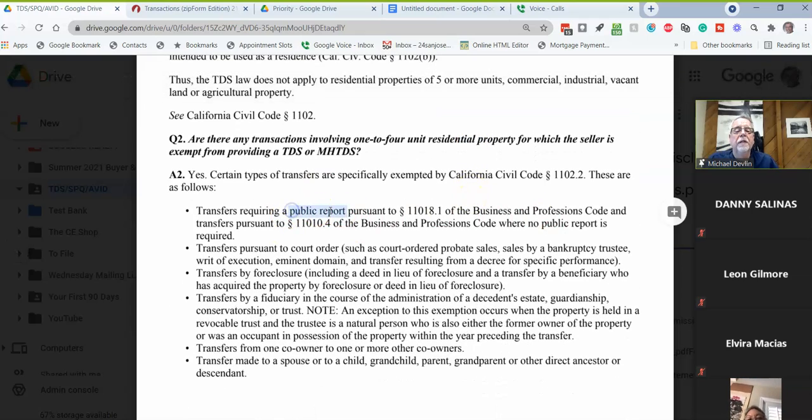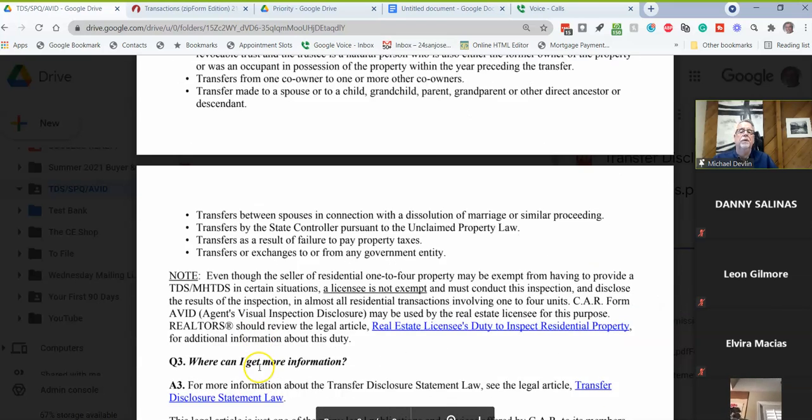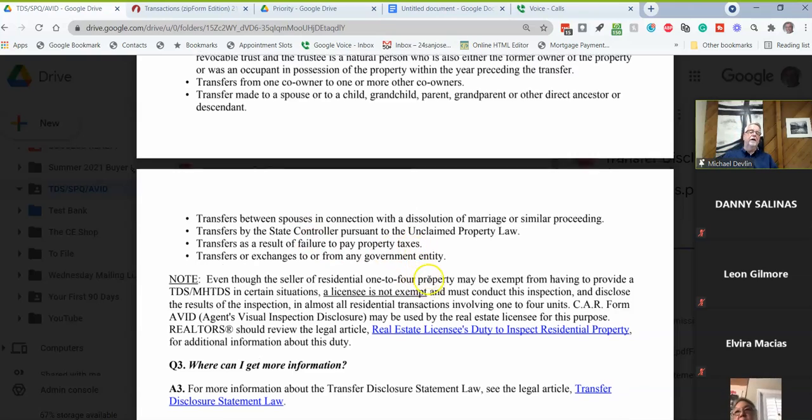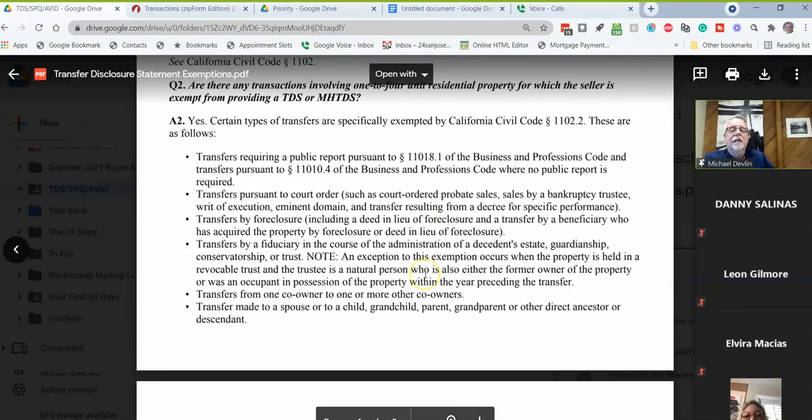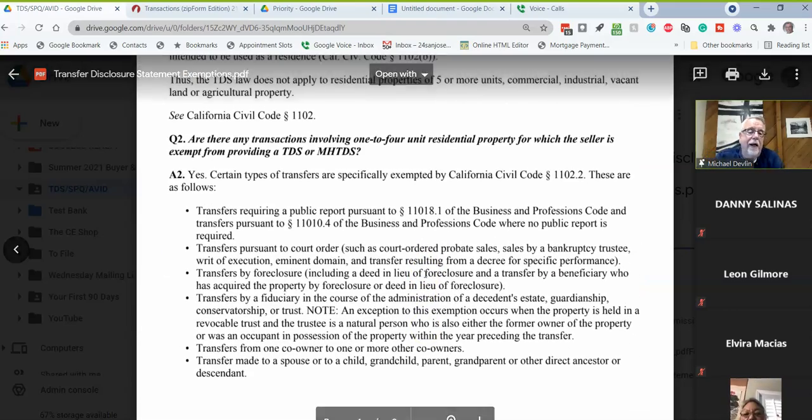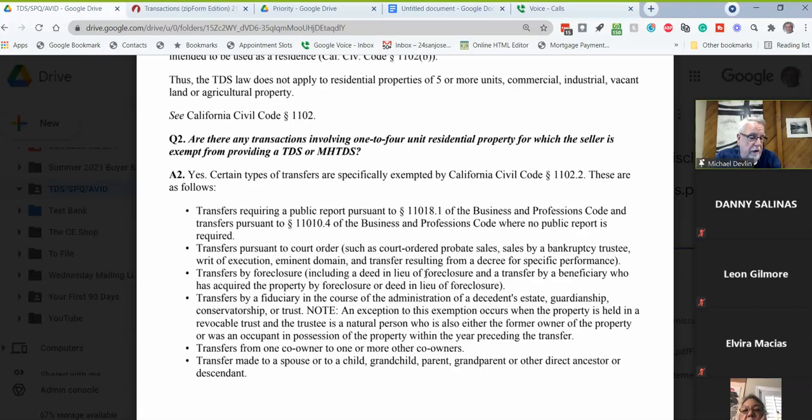A public report means a subdivision. Court-ordered probate sales, bankruptcy trustees, writ of execution, eminent domain, foreclosure sales, a fiduciary in the administration of decedent's estate, like a conservatorship, transfers of one co-owner to another one, transfers made to parent or child between spouses, state controller, failure to pay property taxes to or from any other government entities. Now, what you'll notice that is not on that list is I'm an investor and I never really lived there, so I don't have to fill it out. You'll notice that's not on the list.